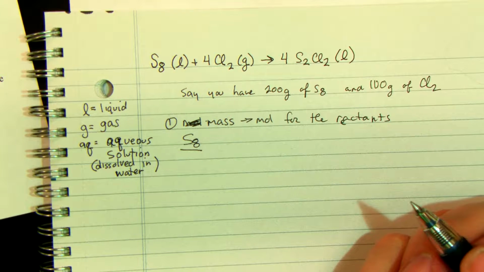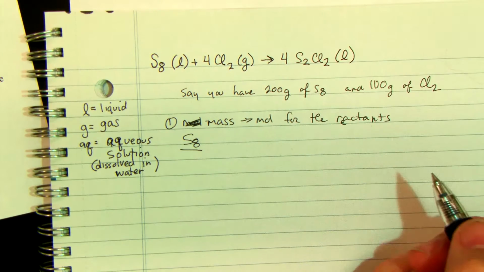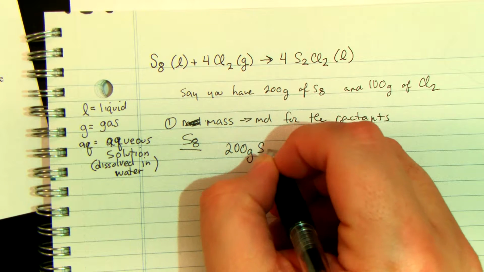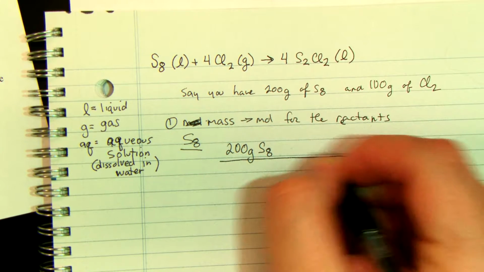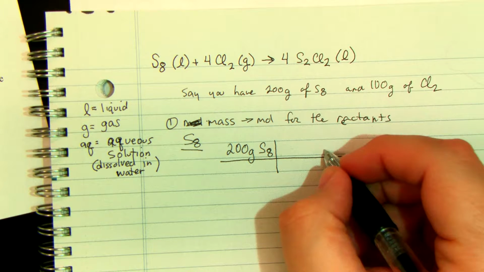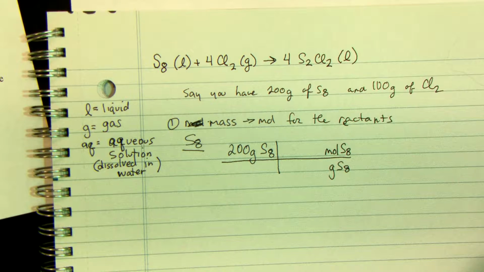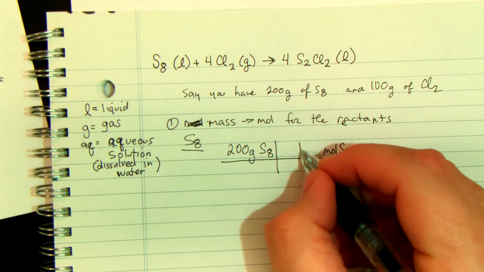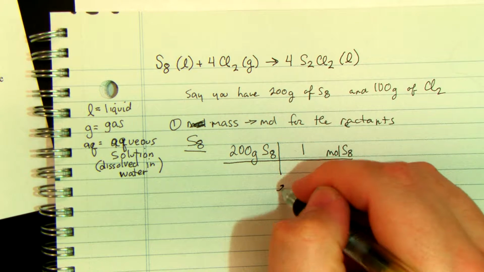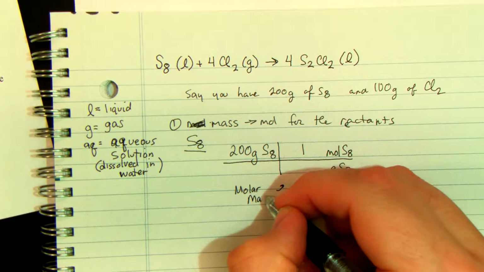So we're going to start with S8. We're going to start with sulfur. So we're going to go mass to moles. I'm going to say, all right, we have 200 grams of S8. Now, unit analysis says that we need grams of S8 here, and that's going to give me moles of S8. Now, we have to figure out what mass, well, I know that's going to be 1 mole, but what mass are we going to put down here? Molar mass.